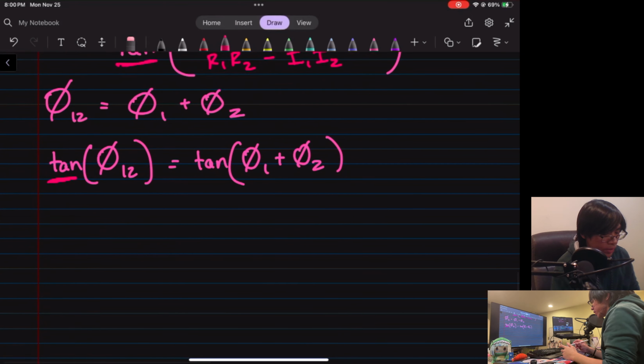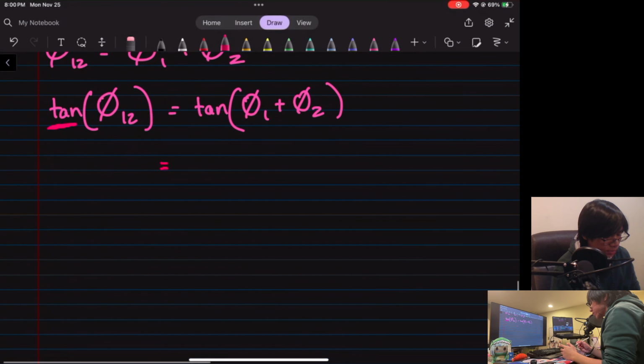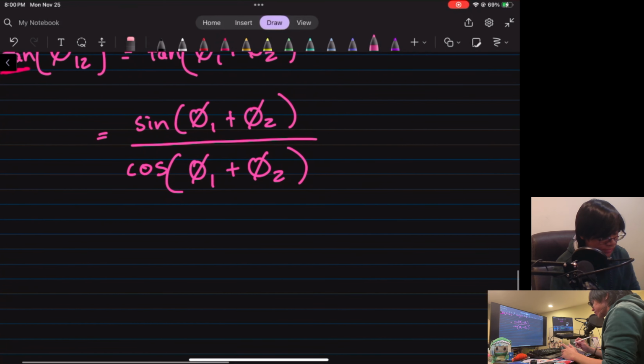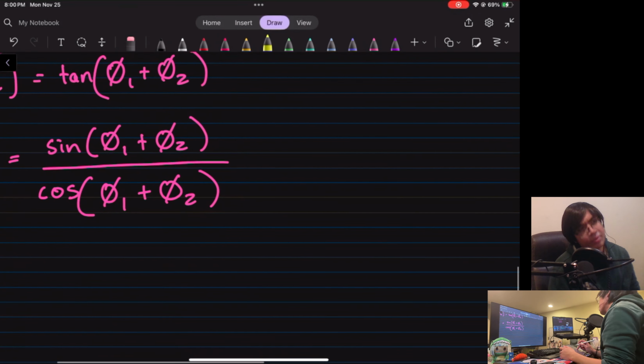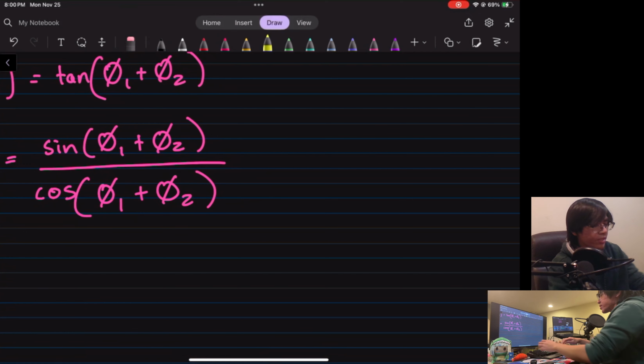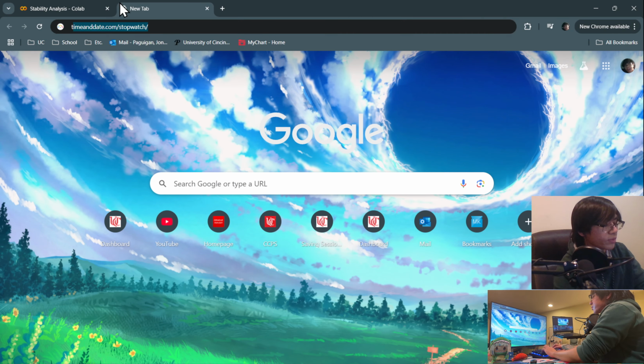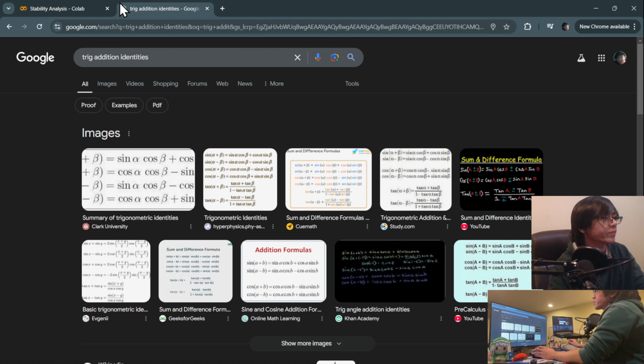So if we do some trig identities, tangent, we know that is sine over cosine. Sine of phase 1 plus phase 2, phase lag, and then cosine of phase lag 1 plus phase lag 2. So these are actually something we've seen before. They are, I guess, trig addition identities. I don't know if it's worth trying to look this up, since I'm pretty sure I know them off the top of my head, but why not? So trig addition.